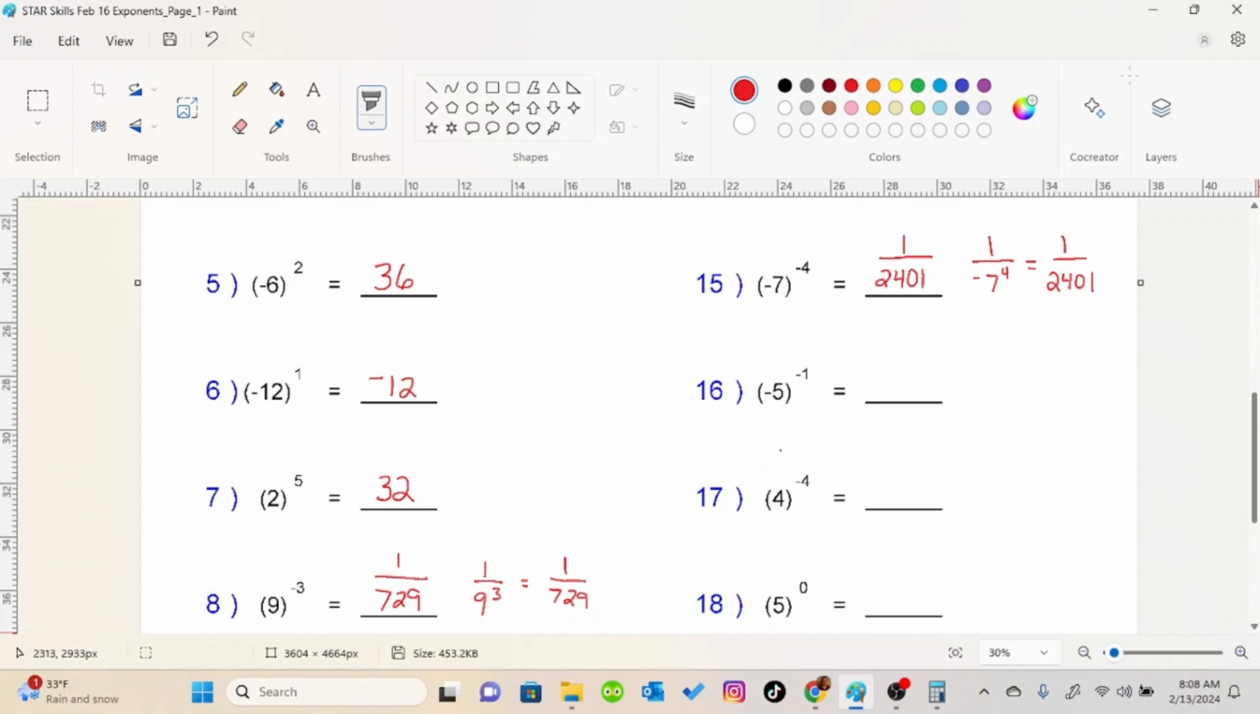Number 16. We have negative 5 to the power of negative 1. A negative exponent means 1 over. And anything to the power of 1 is itself. So our answer is negative 1/5.